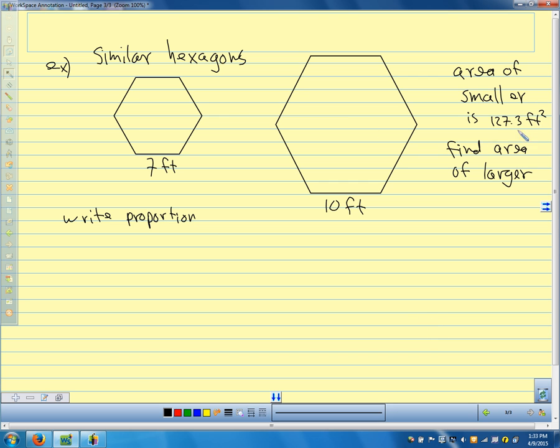Well, let's fill in the rest of this information we have. I'm going to do that in red. The area of this one is 127.3. The area of this one, we don't know, so let's call it x. We want to find x.